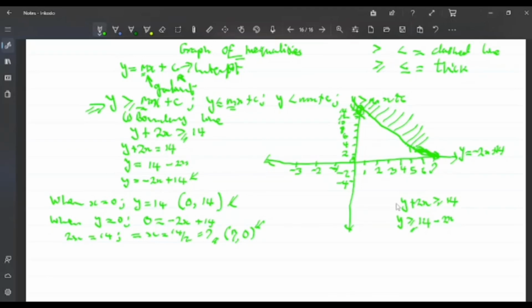I hope you understand this method. What have we done? We got the boundary line by getting the points the line passes through. We got the points and plotted the graph. If it is greater than or equal to, it's going to be a thick line. If it is just greater than or less than, it's going to be a broken line. And when you make it in the form y equals mx plus c, the region above, when it's greater than, satisfies the inequality, while the region below, when it is less than, satisfies the inequality.